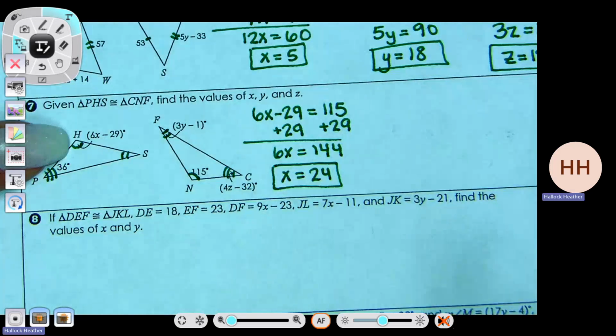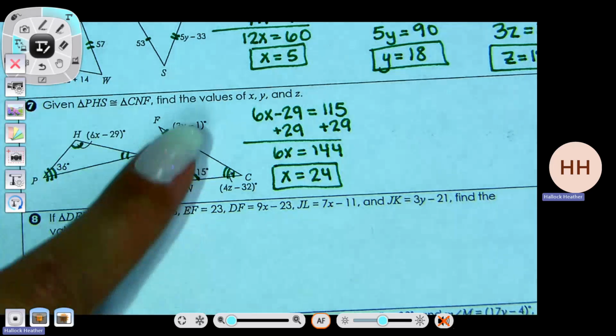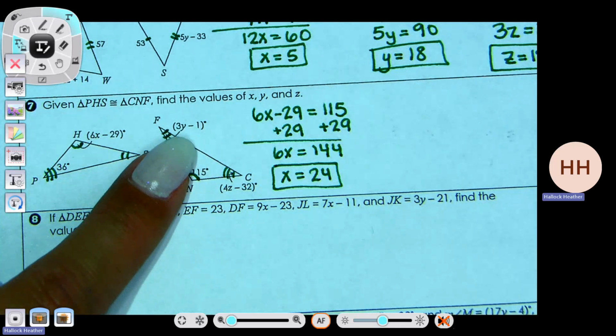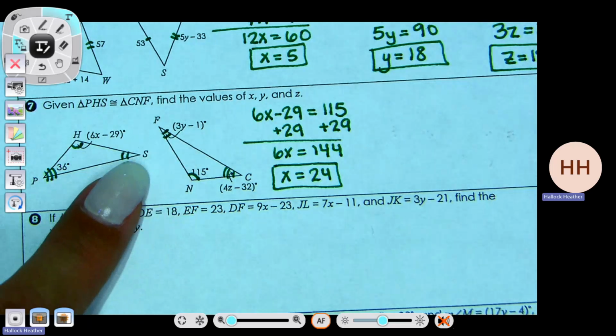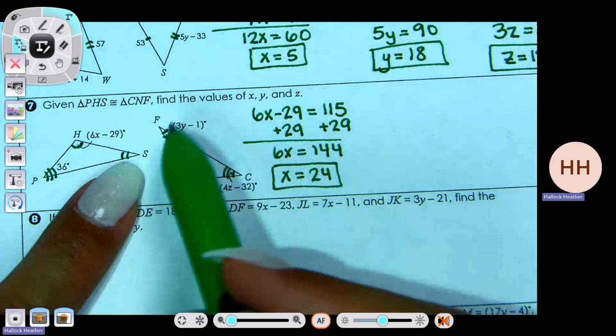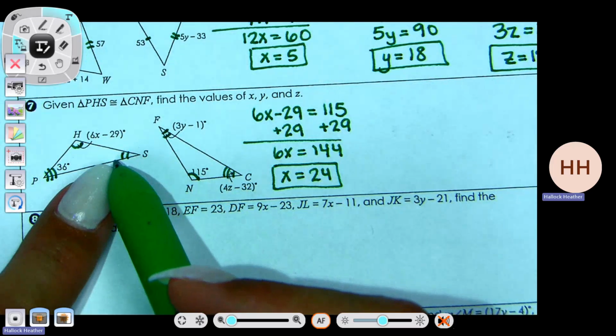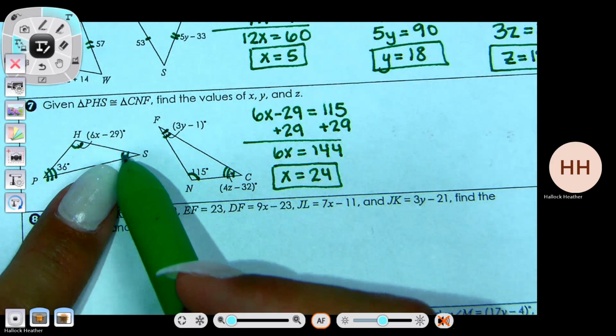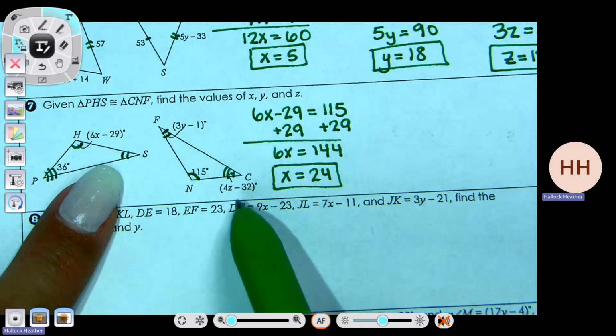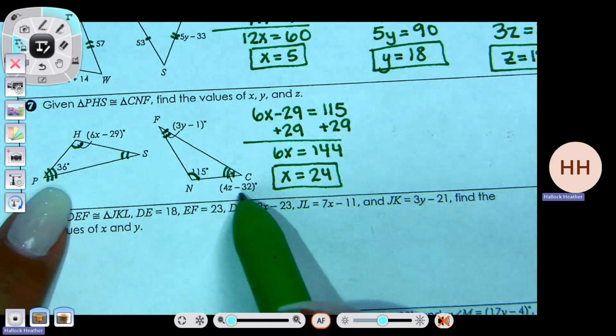Okay, let's set up Y's equation. So Y, what are we supposed to do for Y? That's weird. We have 3y minus 1 and we have nothing. Well, they equal each other, but this would be equal to this, but there's nothing there. So do you want to solve for Z first? Okay, let's do Z.